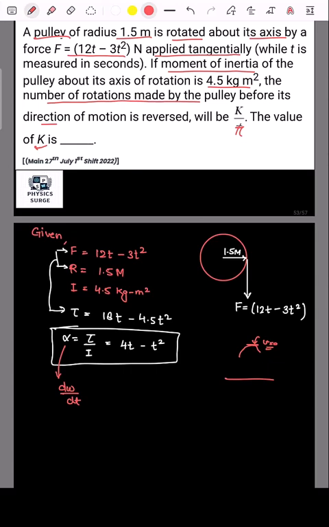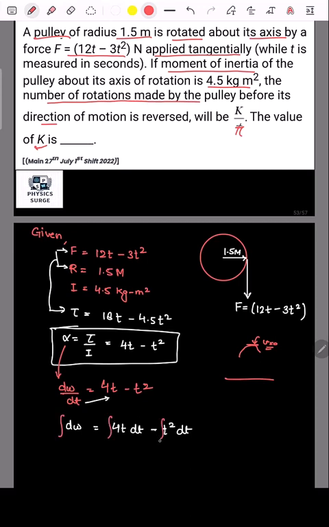So for that, we first need to find out the omega equation. We will find the roots of that equation. From there we will get the time value. So that's why we are breaking the angular acceleration alpha into d omega by dt, which can be written as 4t minus t square. Now rearranging this equation, we get d omega equal to 4t dt minus t square dt.